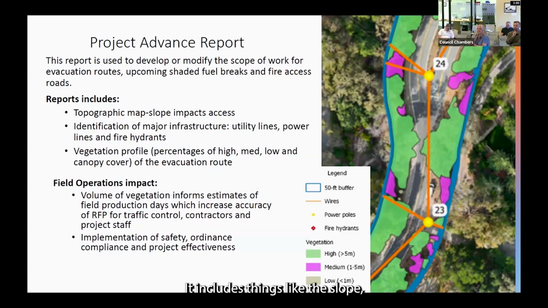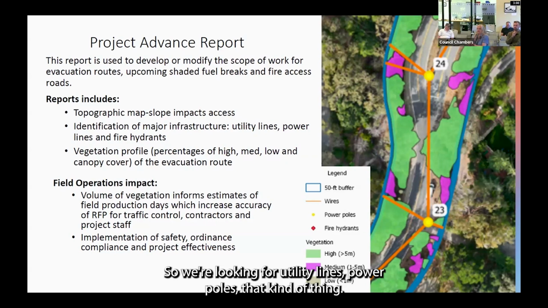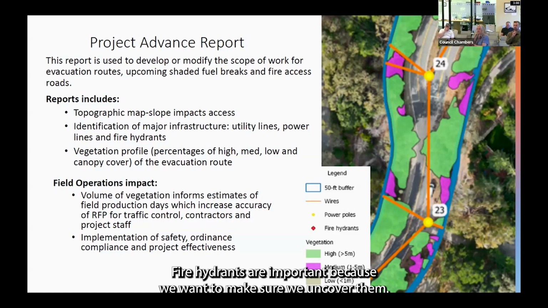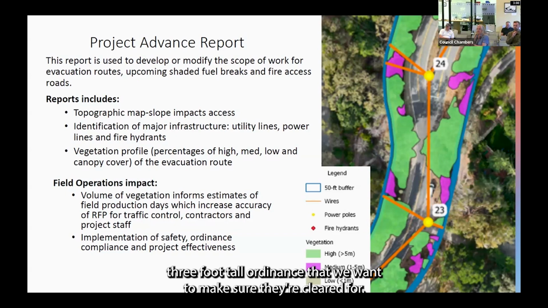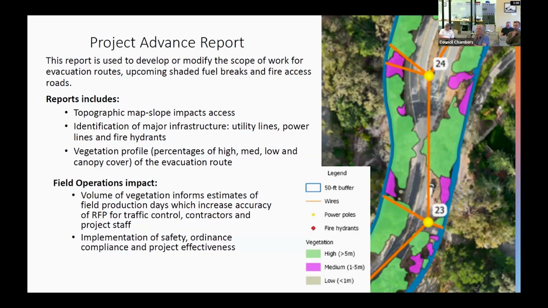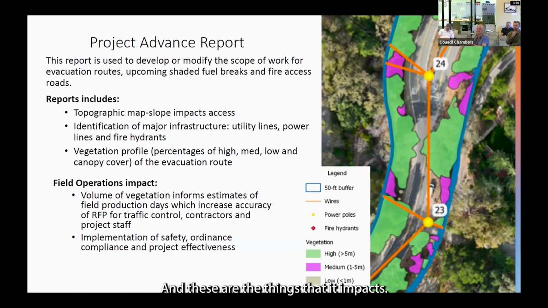It includes things like the slope, because you can only work on certain slopes and get in on certain slopes with the chipping materials and the hand crews from the contractors. We also identify the infrastructure for safety. So we're looking for utility lines, power poles, that kind of thing. Fire hydrants are important because we want to make sure we uncover them. They've got that 3-foot town ordinance that we want to make sure they're cleared for. And there's our vegetation profile again that we covered in the last slide. And these are the things that it impacts.